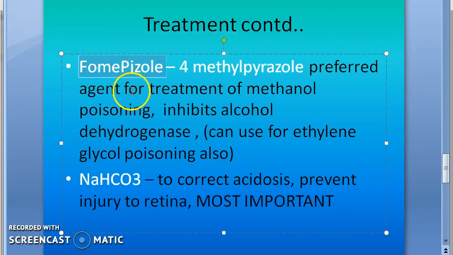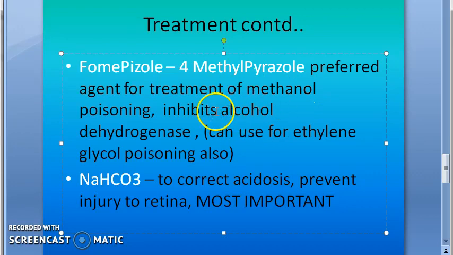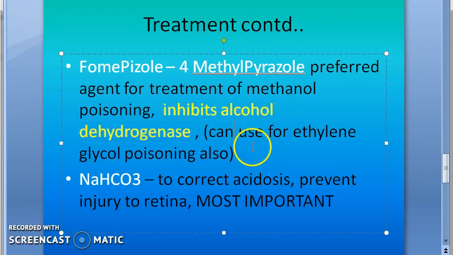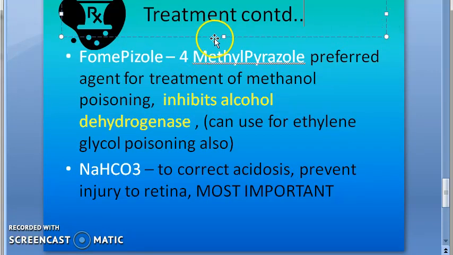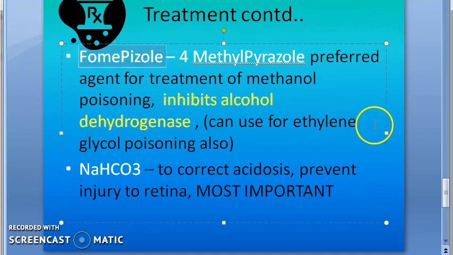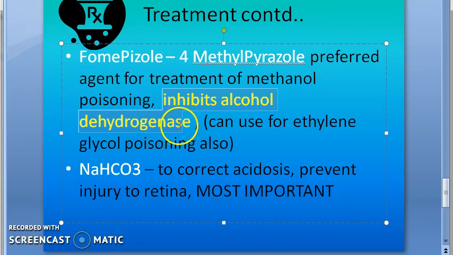Moving on, we have fomepizole. It is actually nothing but 4-methylpyrazole. It is the preferred agent for treatment of methanol poisoning. It inhibits alcohol dehydrogenase. As it inhibits alcohol dehydrogenase, the toxic metabolites are not going to be formed. Did you understand? Are you awake? I am hoping that you are awake, and I am telling you the treatment method. The most preferred agent for treatment of methanol poisoning is fomepizole, which is nothing but 4-methylpyrazole, and it inhibits alcohol dehydrogenase so that the toxic metabolites are not formed.